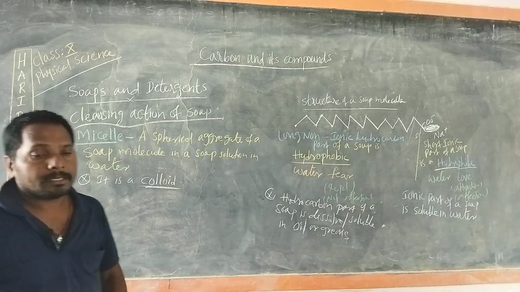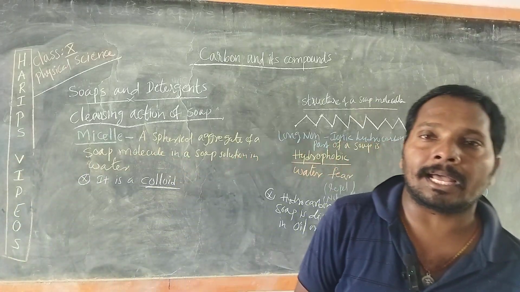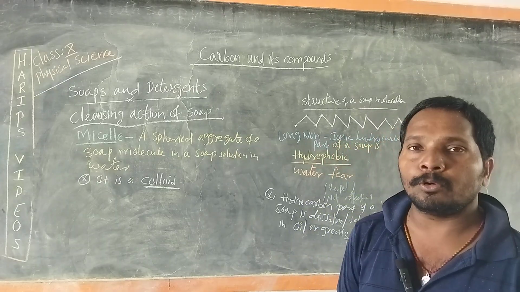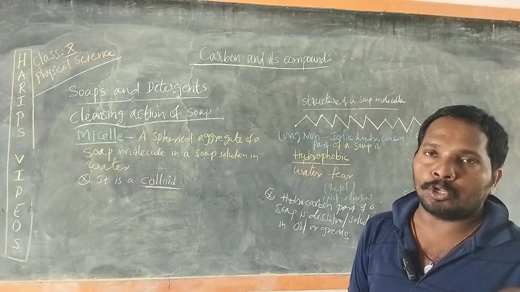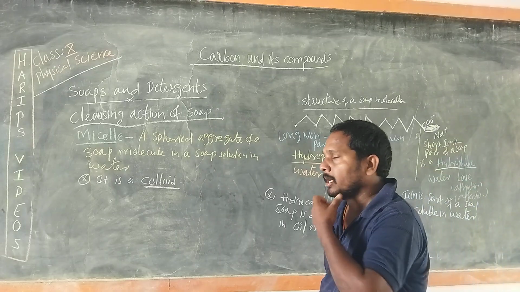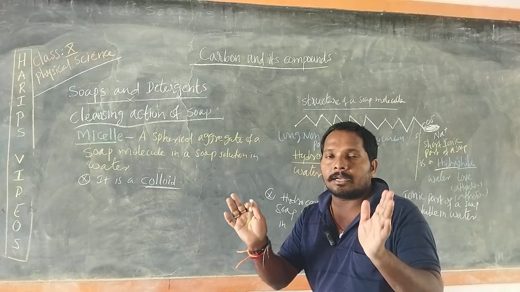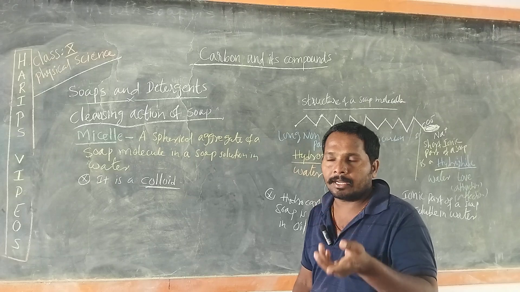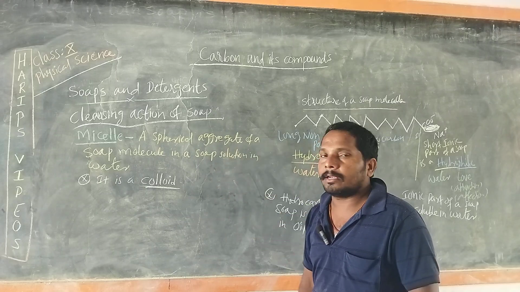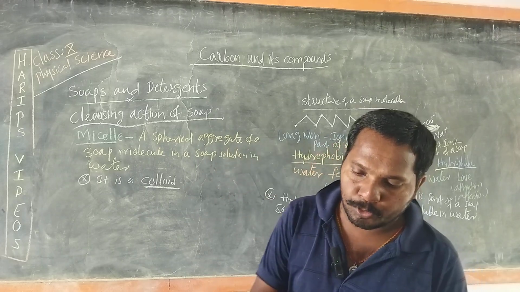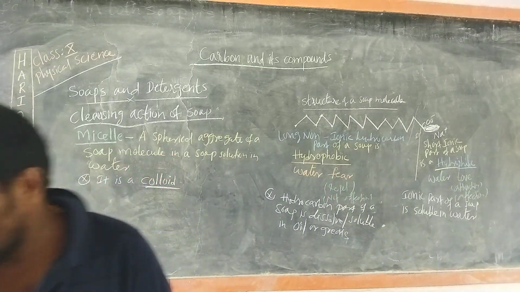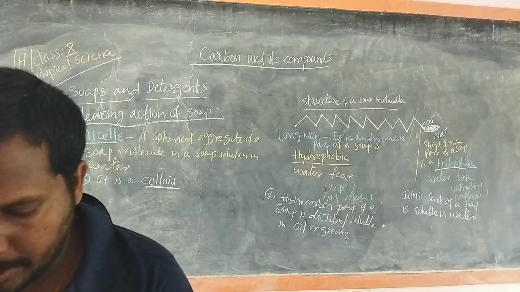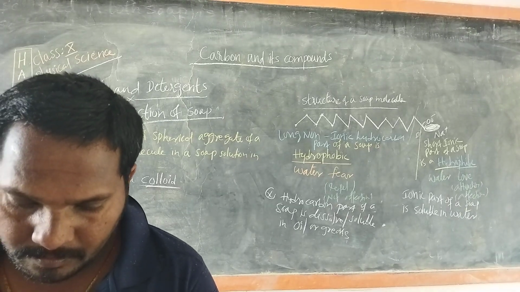As you already learned in class 9, in the chapter Matter Around Us: Pure, there are differences between solutions, suspensions and colloids. Colloid particles generally float in the solution. Similarly, these spherical aggregates of soap molecules float in the soap solution. Let us discuss how they are obtained.